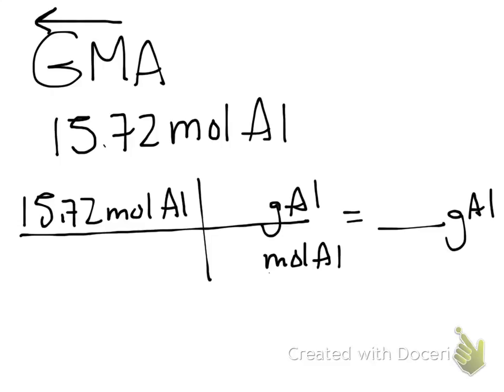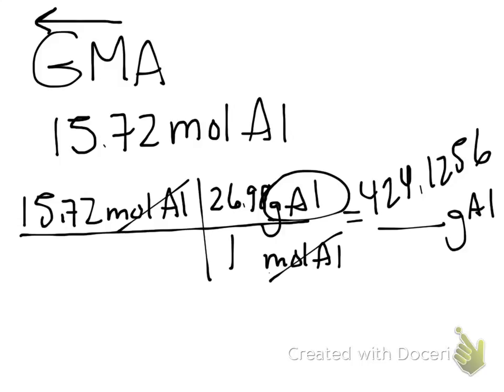Where does that relationship come from? Periodic table. So for aluminum, 26.98 grams in 1 mole. Do our units all cancel? Units and chemical? Yes. Do we end up in what we want to end up in? Yes. Let's get a raw answer. I get a raw answer of 424.1256 grams of aluminum. How many sig figs can we have? 4. So our final answer would be 424.1 grams of aluminum.